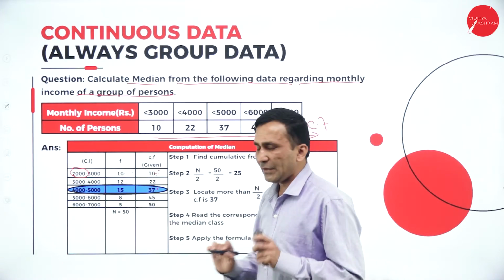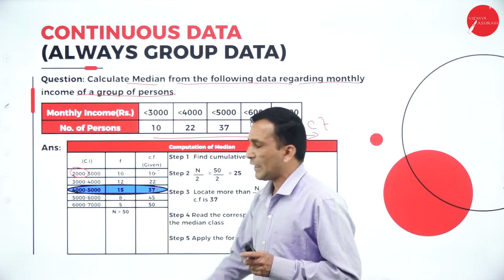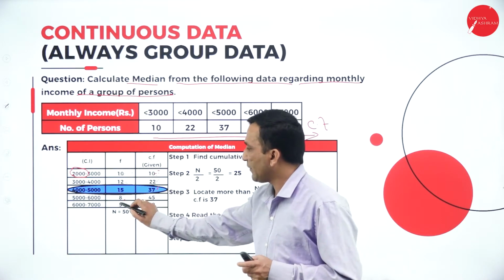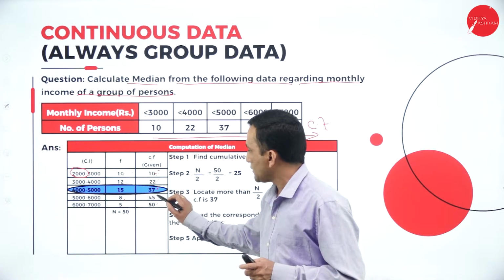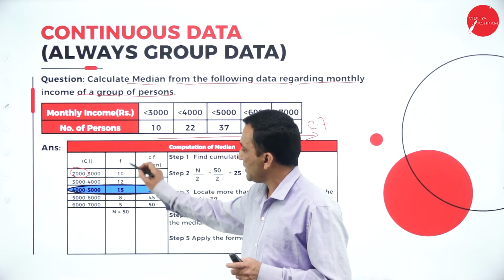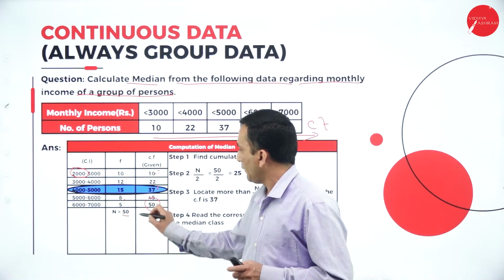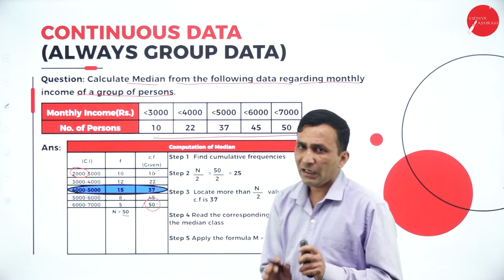Now the fourth frequency, how am I getting it? 45 minus 37, you are getting 8. Last frequency, how am I getting it? 50 minus 45, I am getting 5. Now if you take the total frequency, it is 50, the highest value from the cumulative frequency. Now 50 is equal.